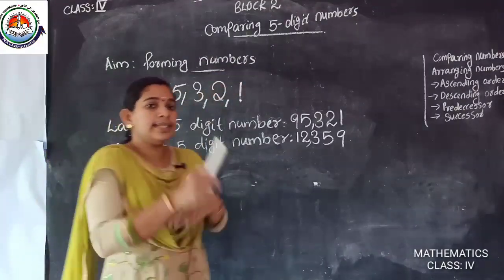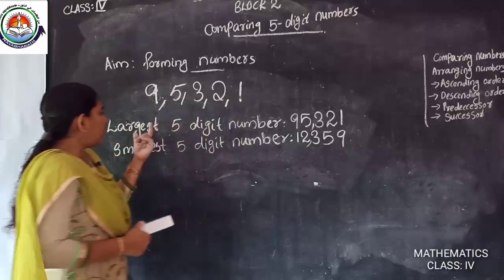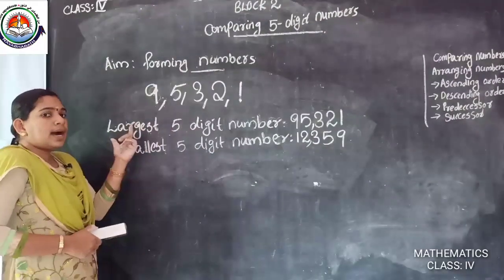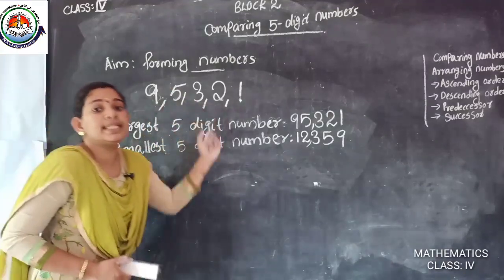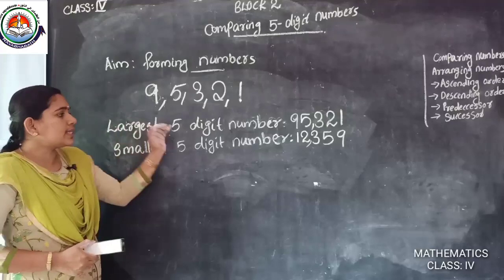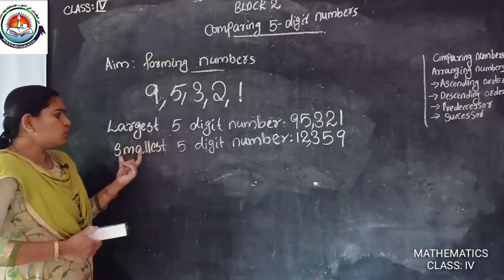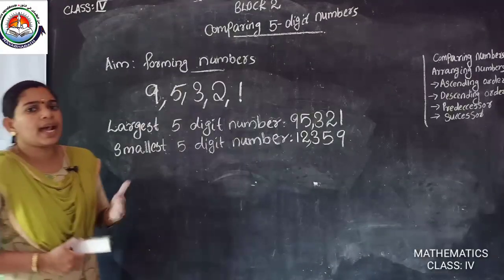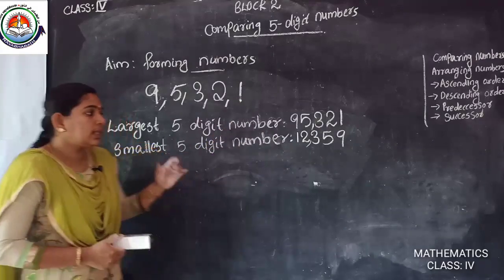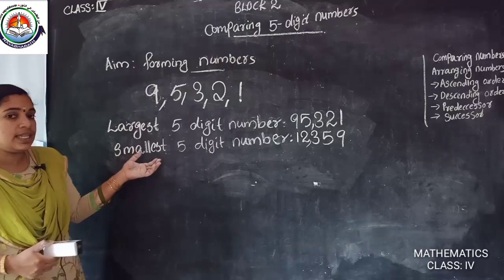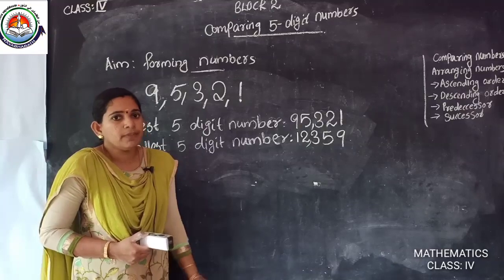For given digits, how do we form the largest and smallest number? How do we find the largest number? We arrange the digits in descending order and we get the largest number using the given digits. Then how do we get the smallest number? We arrange the digits in ascending order and we will get the smallest number. Okay. We will do more problems later.